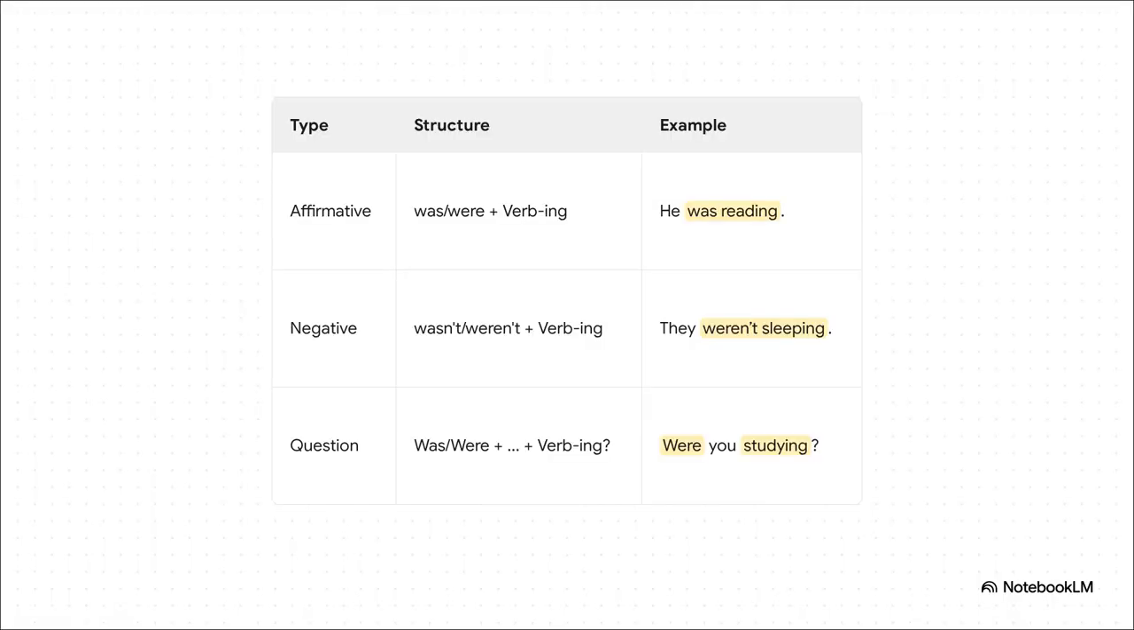And putting this one together is just as logical. The formula is always the same. You just take the past of the verb to be, so was or were, and then you add the -ing form of your main verb. "He was reading. They weren't sleeping." Simple as that. You're literally painting a picture of an action as it's unfolding.